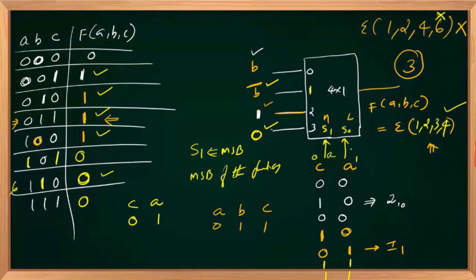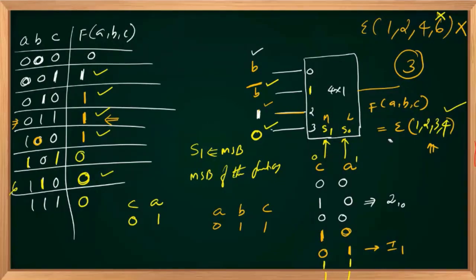Earlier where was A, where was C, hence you got 1, 2, 4, 6. That implies MSB of the function is A, MSB of the multiplexer is S1, so both are matching. MSB of the function is connected to the MSB of the multiplexer, right? And S0 is the LSB, so next digit compared to A, C is LSB, so that LSB is connected to the LSB of the multiplexer. They are matching each other, right?